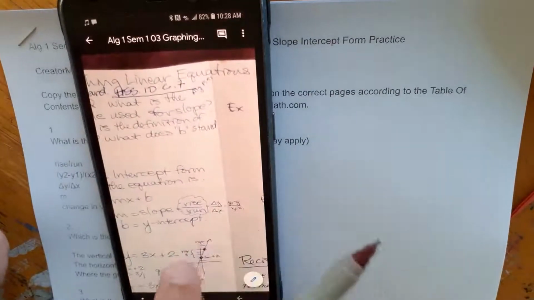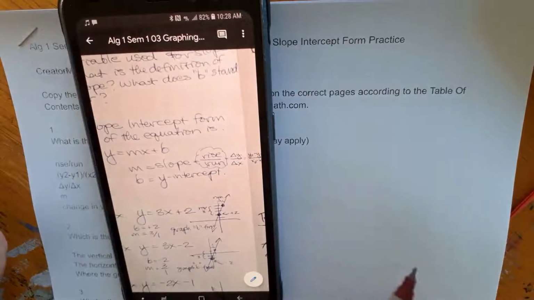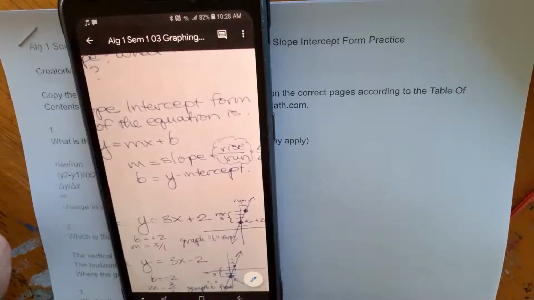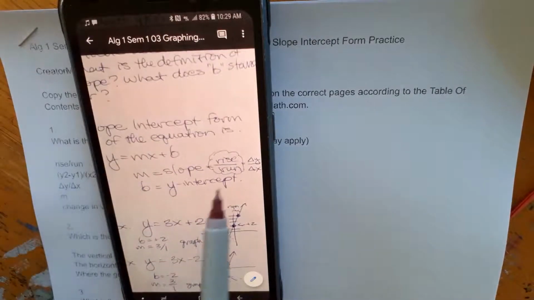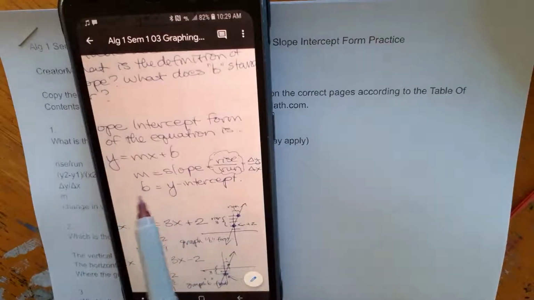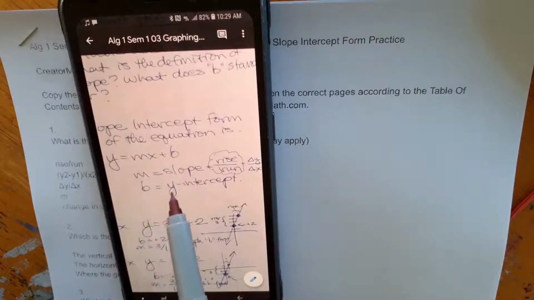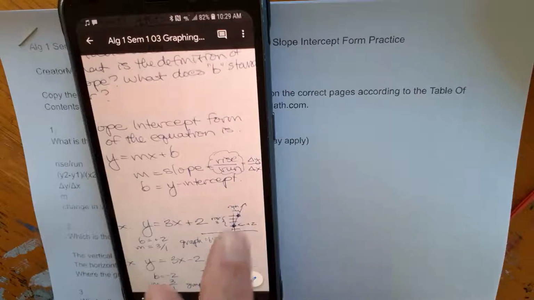And at this point in the semester, you've done a lot of different lessons on graphing and on slope and the y-intercept and on the slope-intercept form, but this is just yet another one explaining graphing in slope-intercept form. So the b in this y equals mx plus b is the y-intercept.